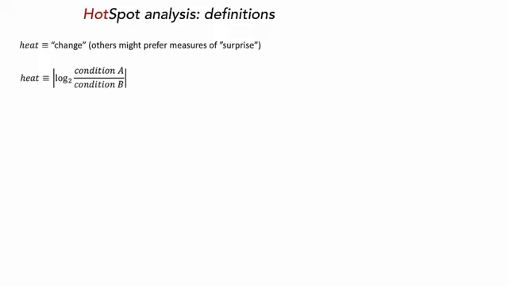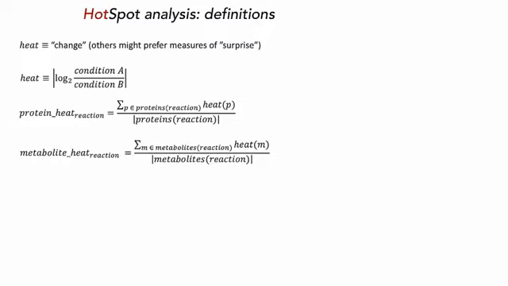We like this measure because it speaks to the end user. P-values are not what we usually deal with when we're reasoning about networks. We're reasoning about what changed, up or down. Now, we're going to be looking per reaction at the average change, difference, heat, of the proteins in the reaction or the metabolites in the reactions.